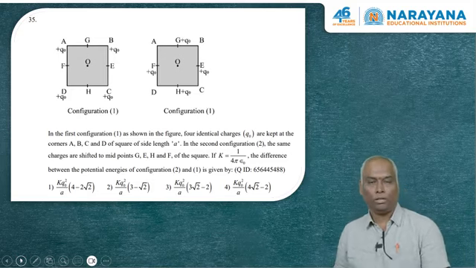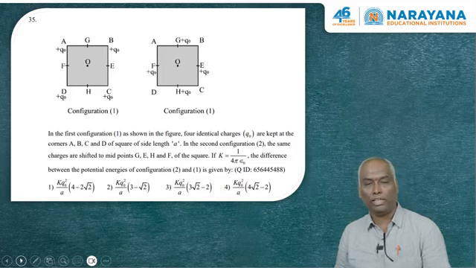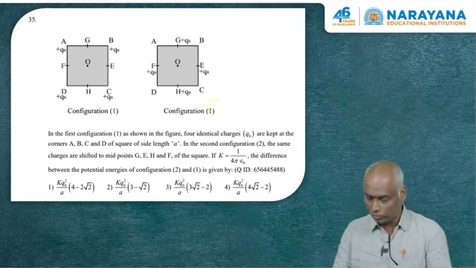Question number 35. In the first configuration, as shown in the figure, 4 identical charges Q0 are kept at the corners A, B, C and D of a square of side length a. In the second configuration, the same charges are shifted to the midpoints G, E, H and F of the square. K is equal to 1 by 4 pi epsilon naught. The difference between the potential energies of configurations 2 and 1 is dash. So they're asking the difference in the potential energy between configuration 1 and configuration 2.